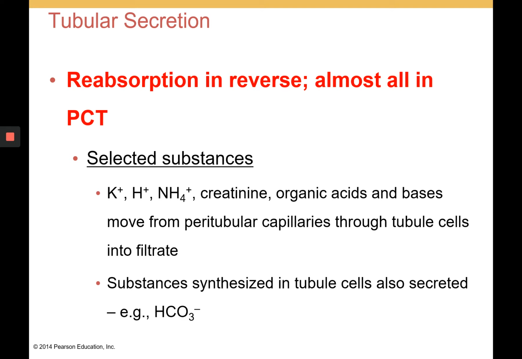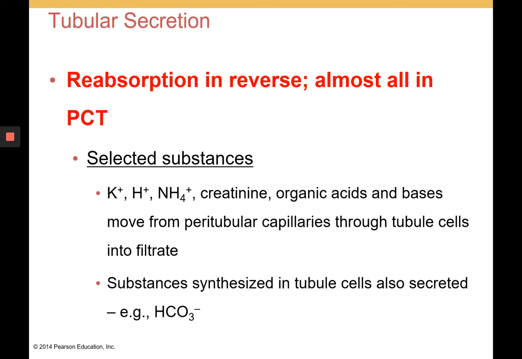Don't forget tubular secretion, which is the opposite of reabsorption, or it's reabsorption in reverse. So we're not going to see stuff be reclaimed by the peritubular capillaries. Instead, stuff will leave the blood to go into filtrate, or back to the tube. Almost all reabsorption occurred in the proximal convoluted tubule, and we see pretty much the same for tubular secretion. A lot of it occurs in the proximal convoluted tubule.